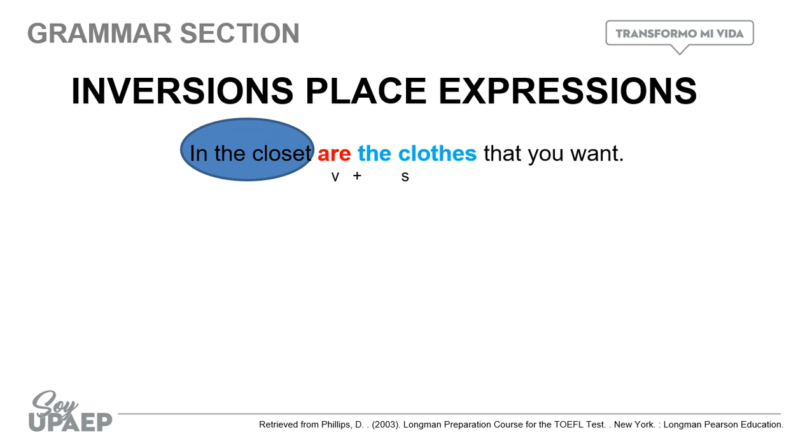Okay? There are some other situations related to place expressions, and it is when we have a prepositional phrase. In the closet is a prepositional phrase. Why? Because it starts with a preposition. So when you have prepositional phrases, an inversion is needed. Okay? So if you notice, are is a verb and the clothes is a subject. There is an inversion.